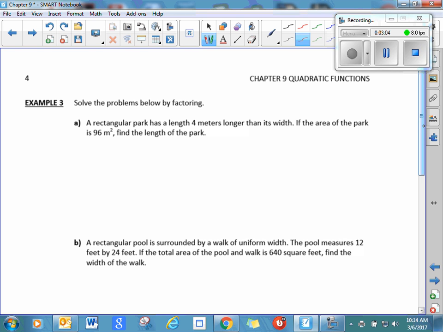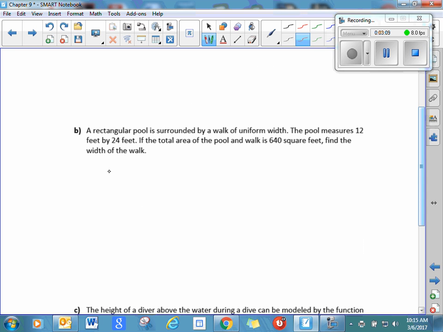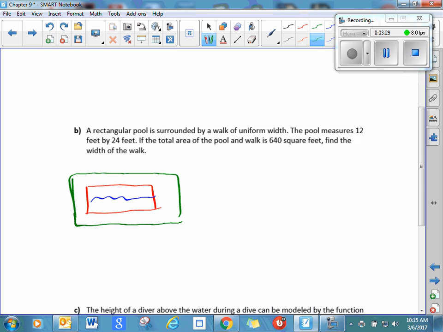So these are not entirely different from what we've done before with the park or a swimming pool with a walkway around it, or a garden with a walkway around it. That's what we have here. We've got a pool, a rectangular pool. So here's my pool. Put some water in it. There's my pool. And it's surrounded by a walkway of uniform length. So that means all the way around, even though my picture doesn't look like it's of uniform length, this distance and this distance and this distance and this distance are all the same.